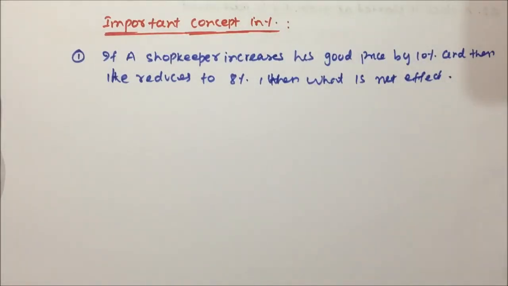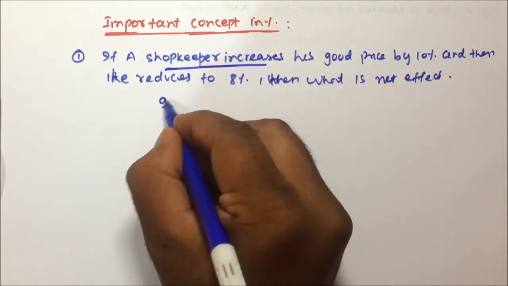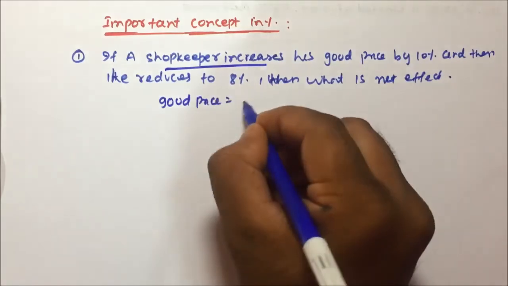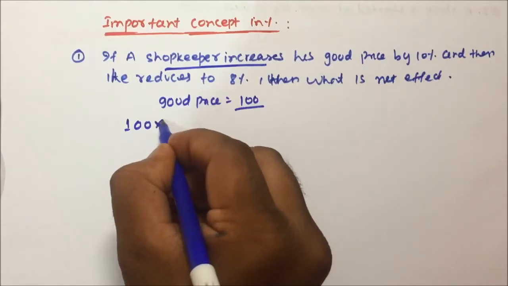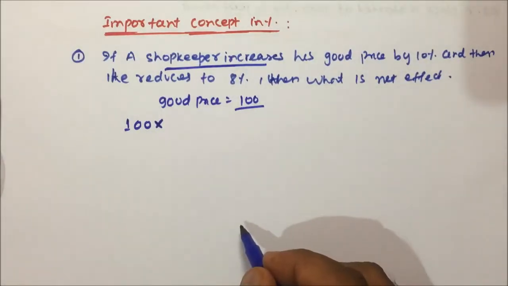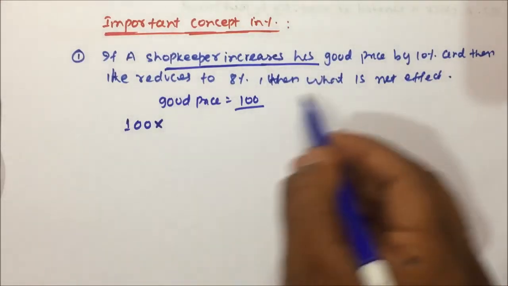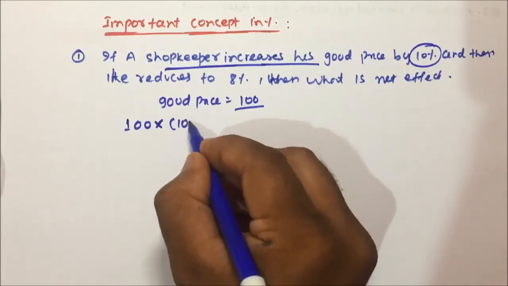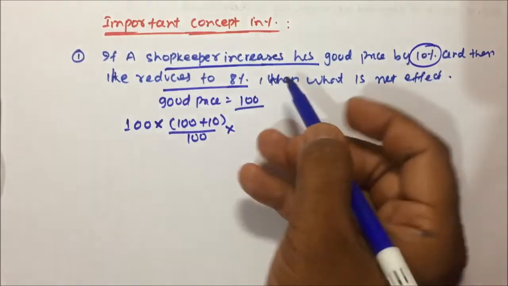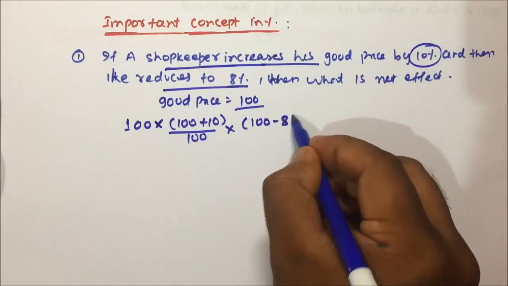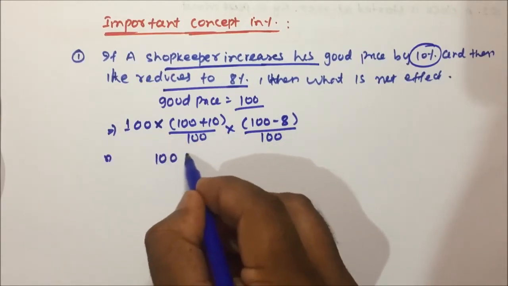So friends, this is a very simple question. What we can do is assume the shopkeeper's goods price as 100 rupees. I have already taught you the concept, and I am going to apply it in the question. The shopkeeper is increasing his goods price by 10%. If there is any kind of increment, then add it to 100 and then divide by 100. Then he is going to reduce it by 8%. If there is any kind of reduction, then subtract it from 100 and then divide by 100, and that's all. You will be able to get your answer.